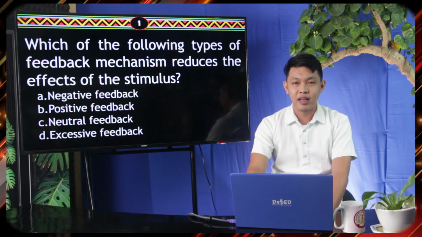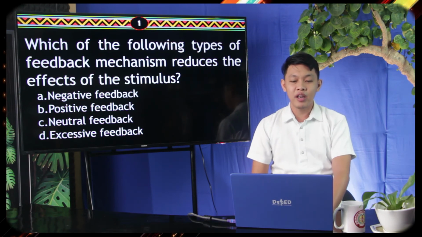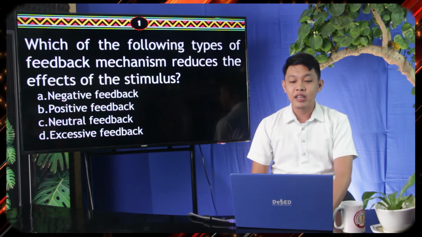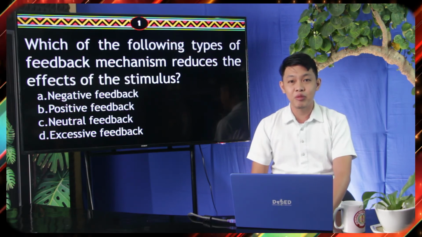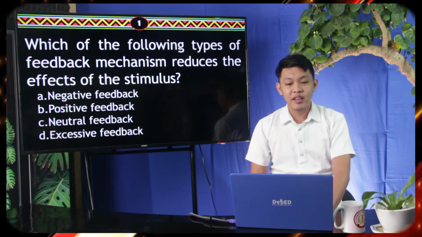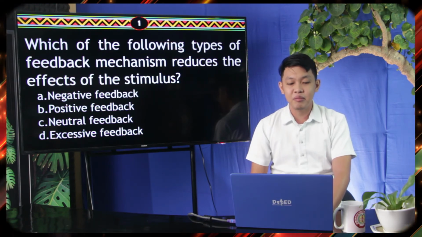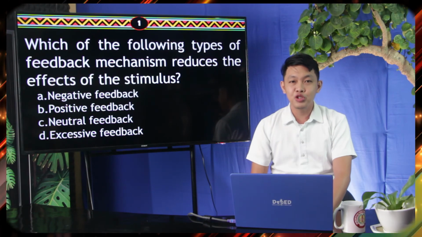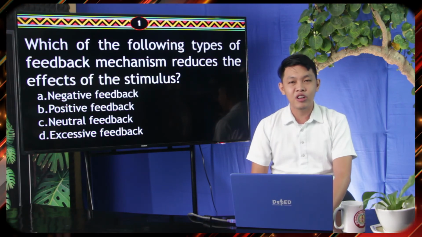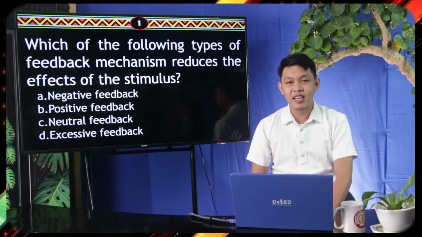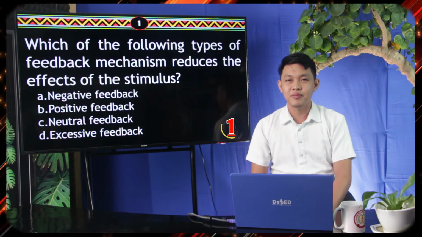Again, for number 1, which of the following types of feedback mechanism reduces the effect of the stimulus? A. Negative feedback. B. Positive feedback. C. Neutral feedback. Or letter D. Excessive feedback. Your 5 seconds starts now.